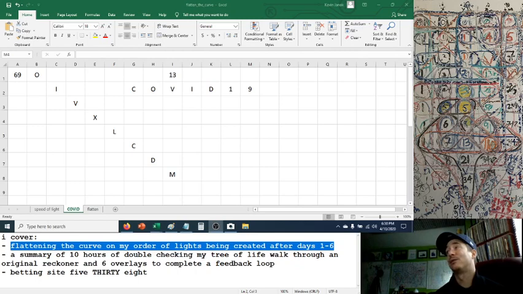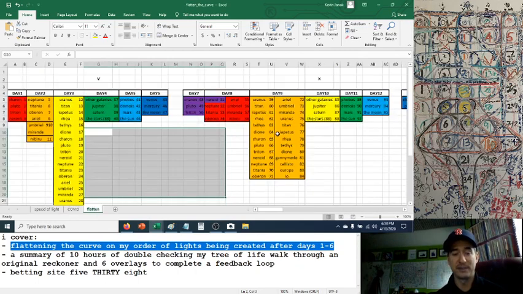Anyway, flattening the curve on my order of luminaries was something I actually thought about from day one. From day one, when I started doing this whole tree of life pattern by overlaying different amounts of reckoners on top of each other by following a path, I thought about this waveform. I said, it looks all stupid. My first version looked like garbage. And I was like, no.